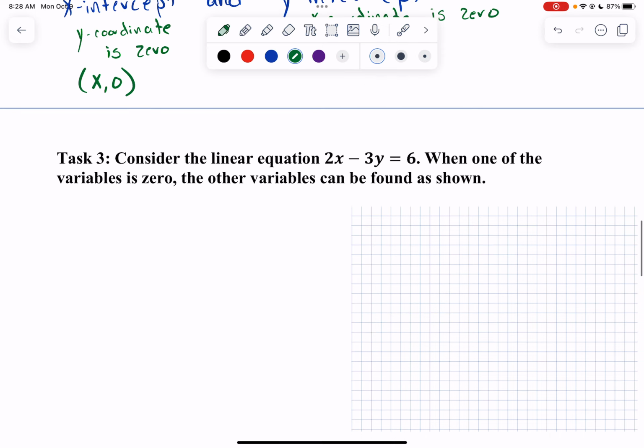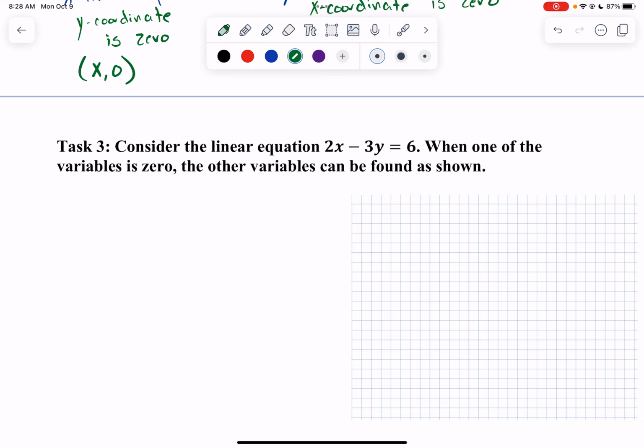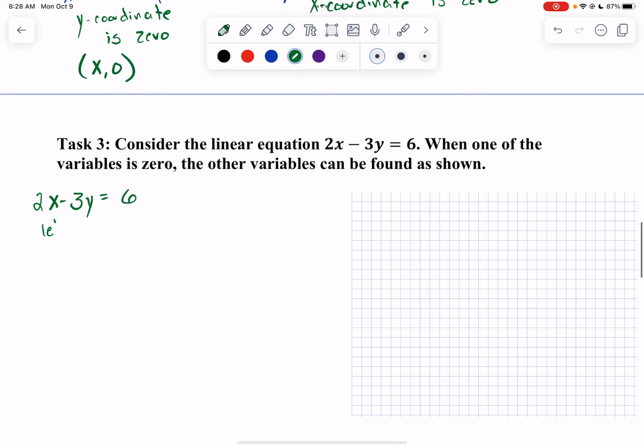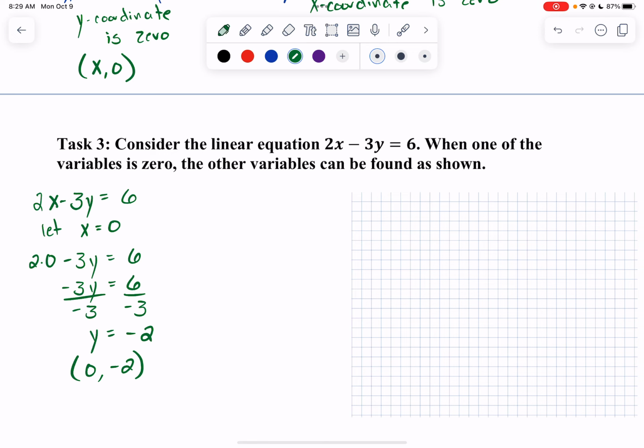So task 3 says consider the linear equation 2x minus 3y equals 6. When one of the variables is 0, the other variable can be found as shown. So we're going to take this equation, 2x minus 3y equals 6, and let x be 0. So we'd have 2 times 0 minus 3y equals 6. 2 times 0 is 0, so we have negative 3y, don't forget the negative, equals 6. We divide both sides by negative 3: y equals negative 2. So when x was 0, y is negative 2.